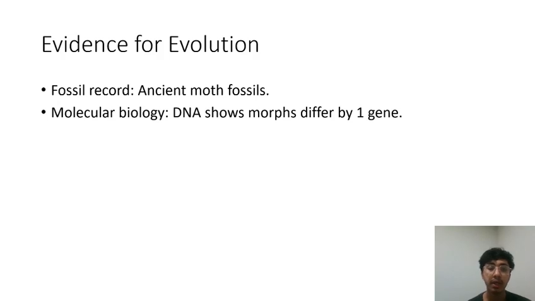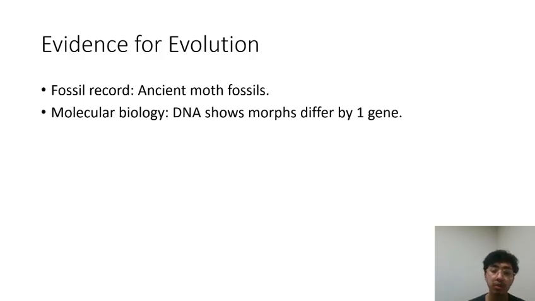And for evidence for evolution, I'm going to talk about the fossil record and molecular biology. The first one is the fossil record. The fossil record preserves ancient life forms, showing changes over time. While most fossils are rare, we do have insect fossils that show wing shape and pattern changes over millions of years. These fossils give us a timeline of evolutionary changes.